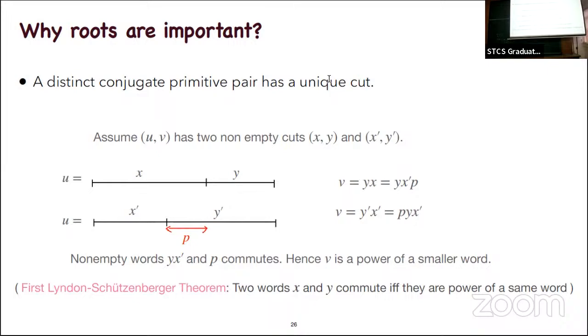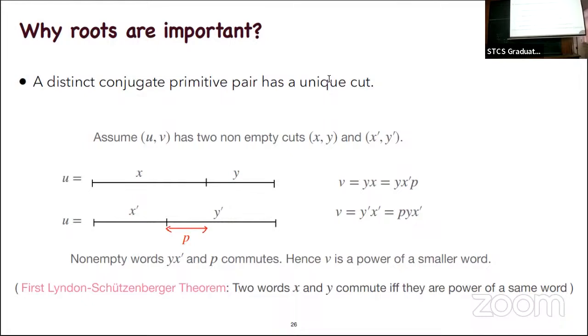Now there is a theorem, the first theorem of Lyndon-Schützenberger, which says that two words x and y commute if they are powers of the same word. The two words can commute only if they are of the form u to the m and u to the n. Only then they can. Otherwise, they cannot. So what we have just done is assume that UV is conjugate and primitive, and we have two distinct cuts. Then we showed that U and V are not primitive. So therefore, this cannot happen.